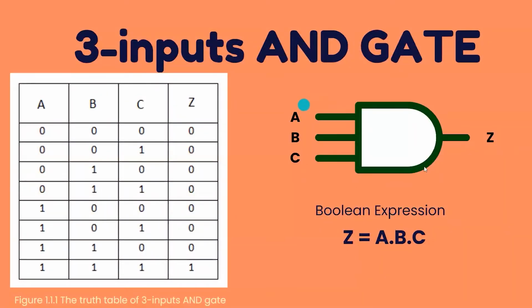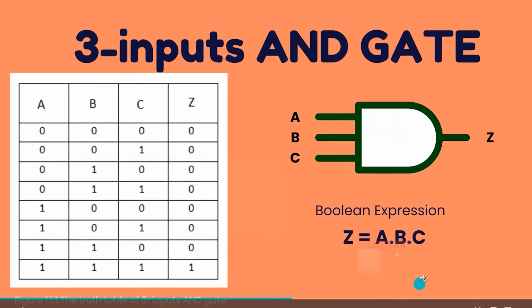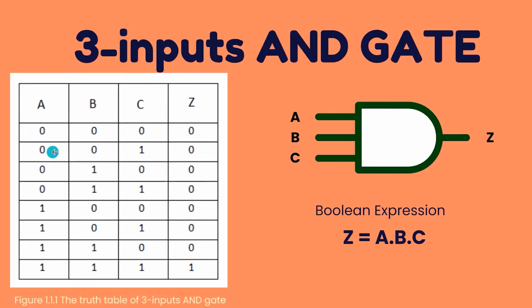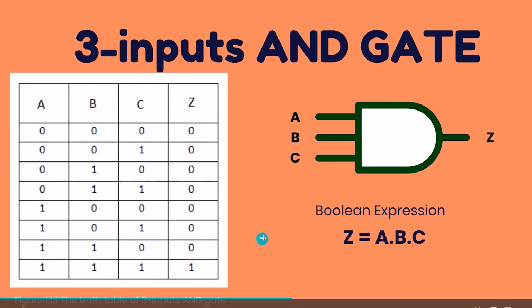Here is the symbol of the three-input AND gate, where A, B, and C are the inputs. The Boolean expression of this three-input AND gate gives the output equal to A dot B dot C. That means if all three inputs are high, the output of the AND gate will be high. Otherwise, the output is low, that means 0. You can clearly see that if any of the input values is 0, we get 0 as our output value.